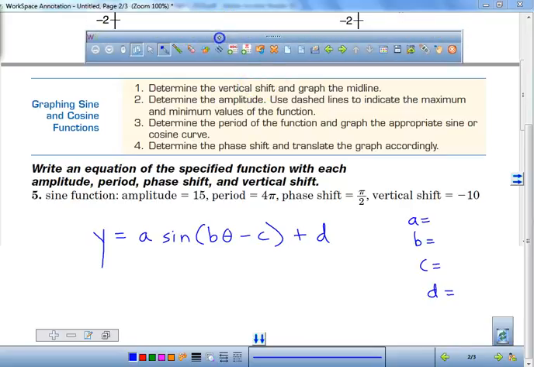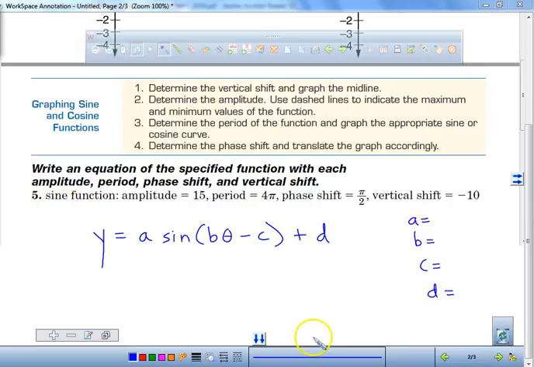Alright, this video is only going to cover one thing. It's going to take the amplitude, the period, the phase shift, and the vertical shift. We're going to take all this information and create a sine function based off of it. So, how do you do this? Step by step.